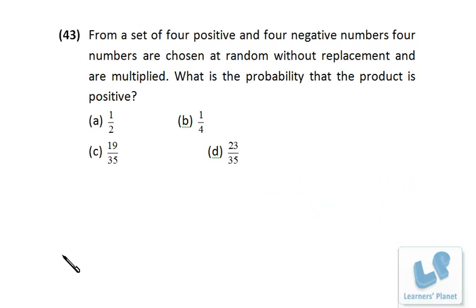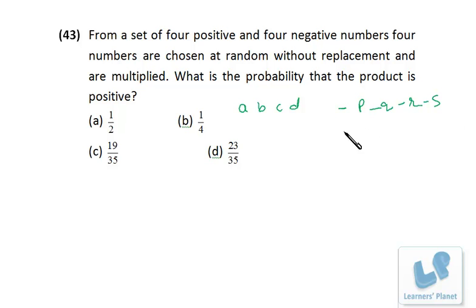Now friends, further we have an interesting question with us. From a set of 4 positive and 4 negative numbers, 4 numbers are chosen at random without replacement and are multiplied. What is the probability that the product is positive? Now, since there are 4 positive and 4 negative numbers, maybe A, B, C, D are the 4 positive, and minus P, minus Q, minus R, minus S are the negative numbers, right?